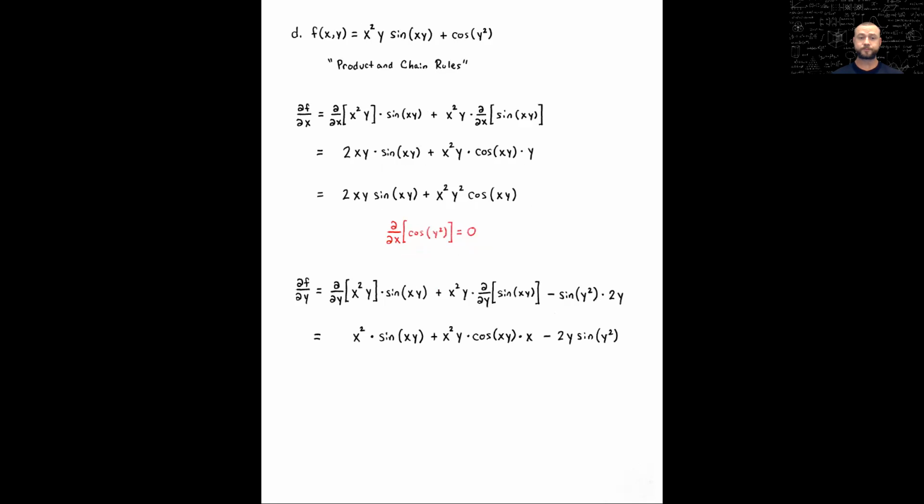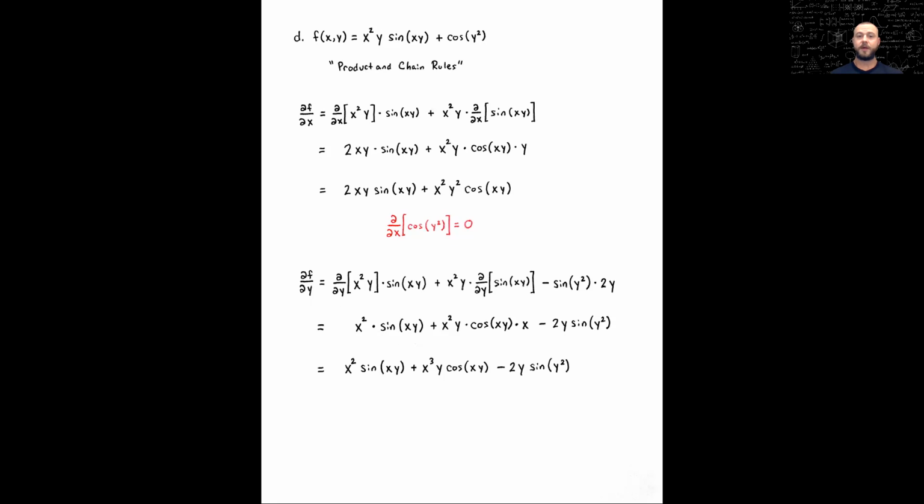And if you work them out, the partial derivative of x squared y should come out to now x squared for that y partial derivative. And then the partial derivative of sine of xy would come out to cosine of xy times x. All right, this one we can simplify and clean up a little bit and get this final answer for our y partial derivative.